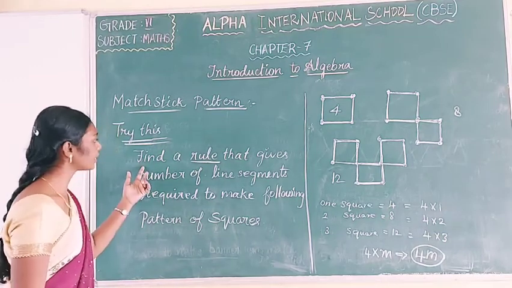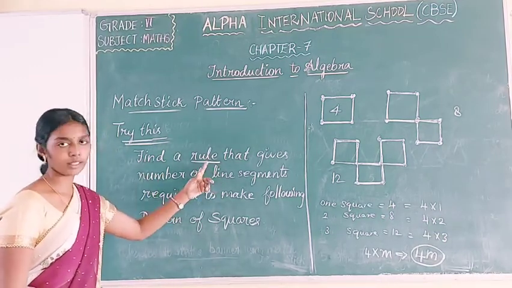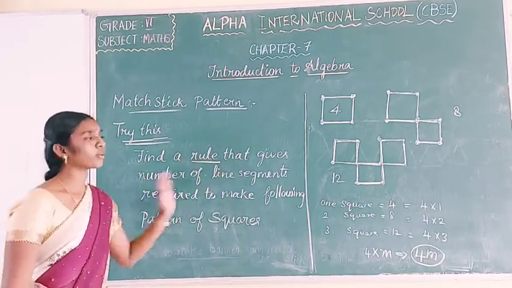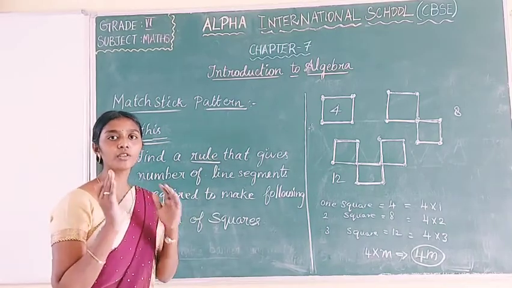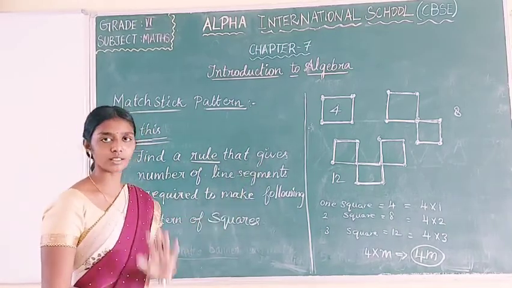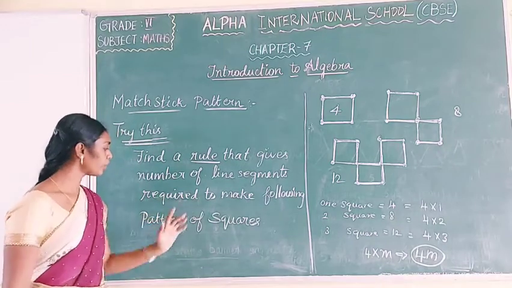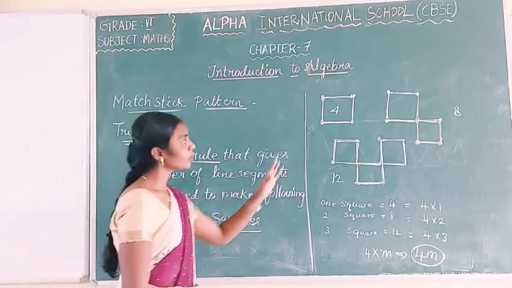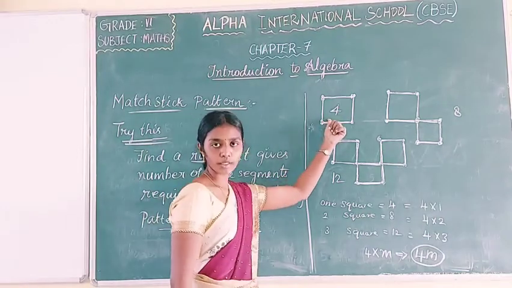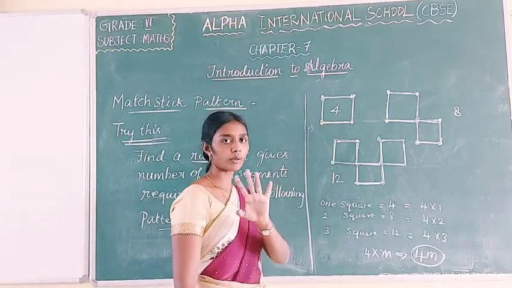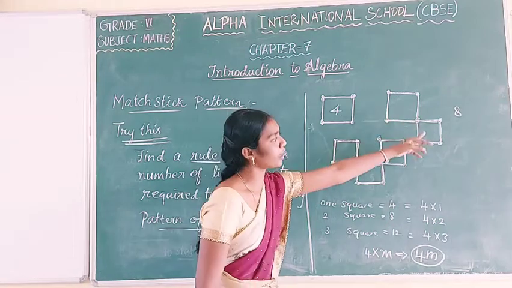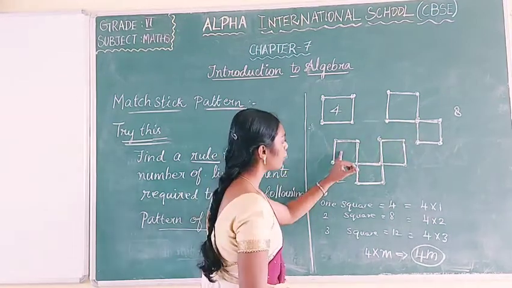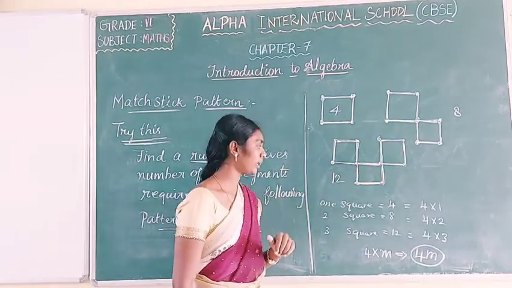Once again, listen here. Find a rule. We want to find the rule that gives the number of line segments. How many line segments are used to complete this pattern? That is the question they are asking us. Regularly following the pattern of squares. So this is the square pattern. To make 1 square, we need 4 line segments. For making 2 squares, we need 8 line segments. For making 3 squares, we need 12.